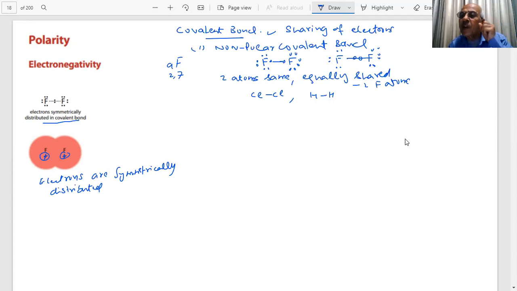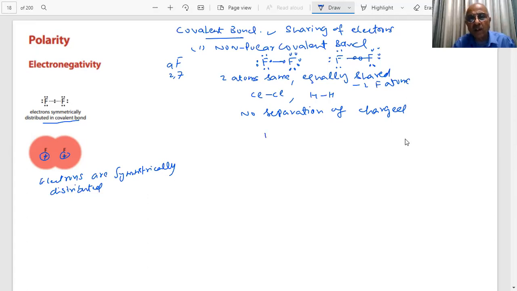And then there is no separation of charge. There is no separation of charge here. The bond is non-polar. Students, you can take any two.